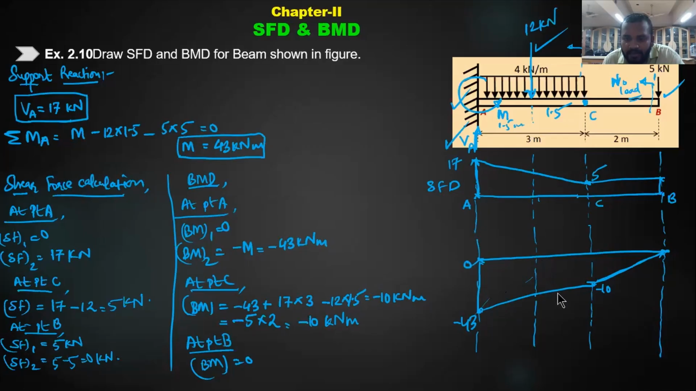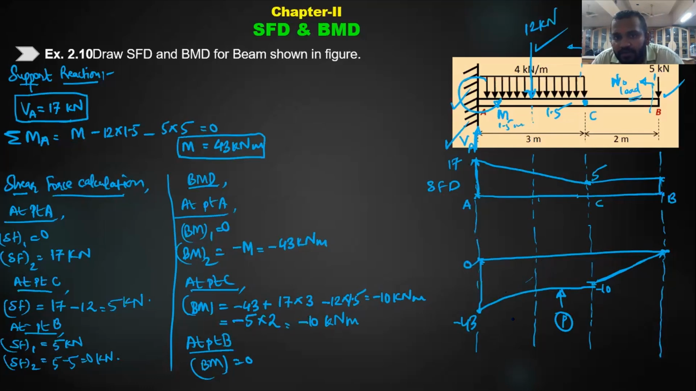Okay, sorry, it only looks like a straight line. Yes sir. And this I will call a parabolic curve. Understood now? So I hope you people are now understanding SFD and BMD very well.